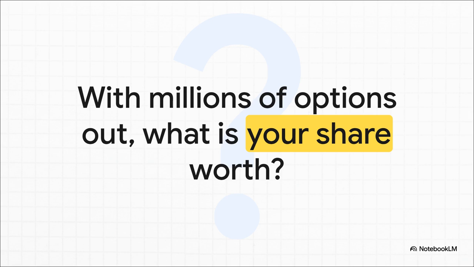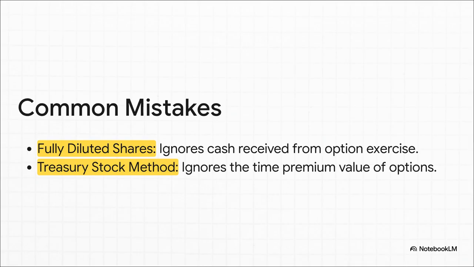So how do you account for that overhang? Analysts often try to use shortcuts here, and honestly, they're almost always flawed. One mistake is to divide the company's total value by a fully diluted share count. That's just wrong because it ignores the cash the company gets when employees exercise their options. The other common method, the treasury stock method, is a little better, but it still fails because it ignores the full value of the option itself, especially its time premium.